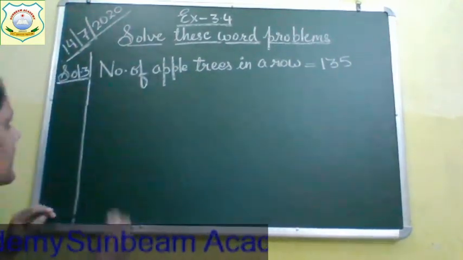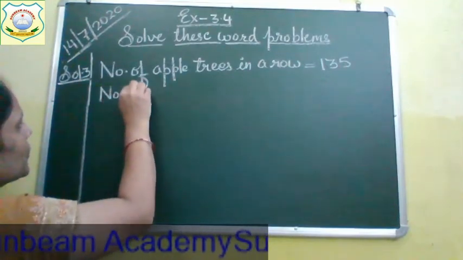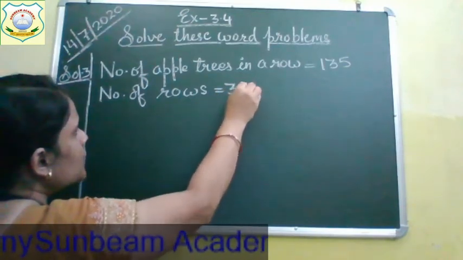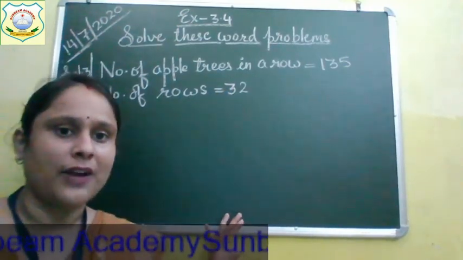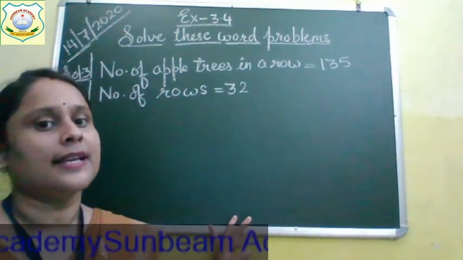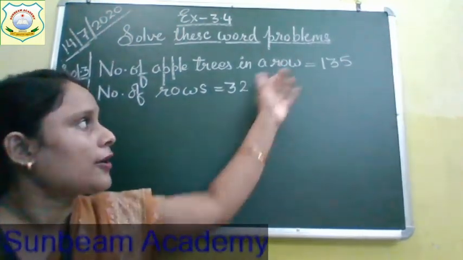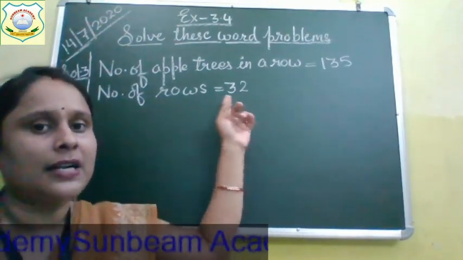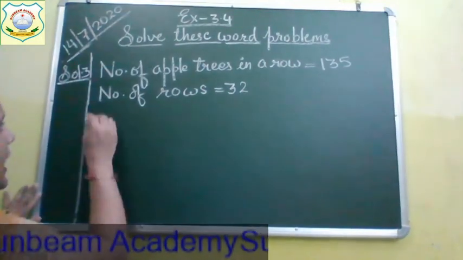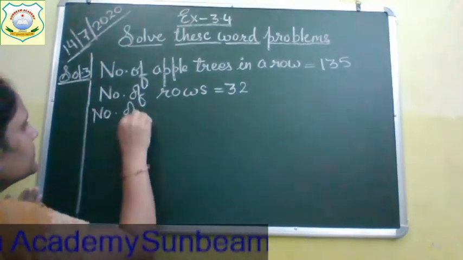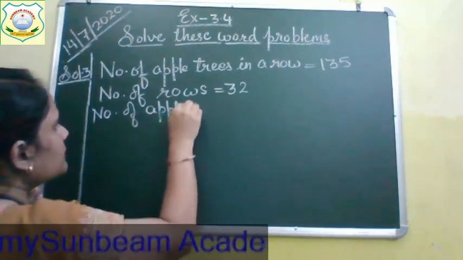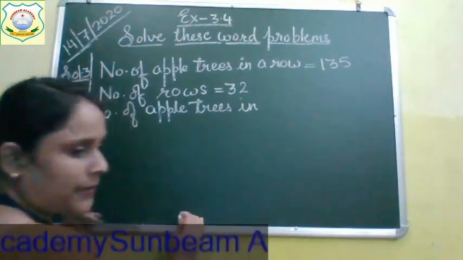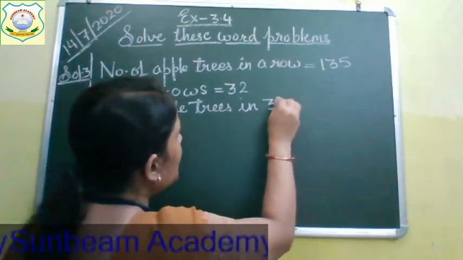And the number of rows? How many rows were there? 32. And now what do we have to find? The number of apple trees in 32 rows. In one row, there are 135 apple trees. Now we have to find the number of apple trees in 32 rows. So we will write here: number of apple trees in 32 rows.